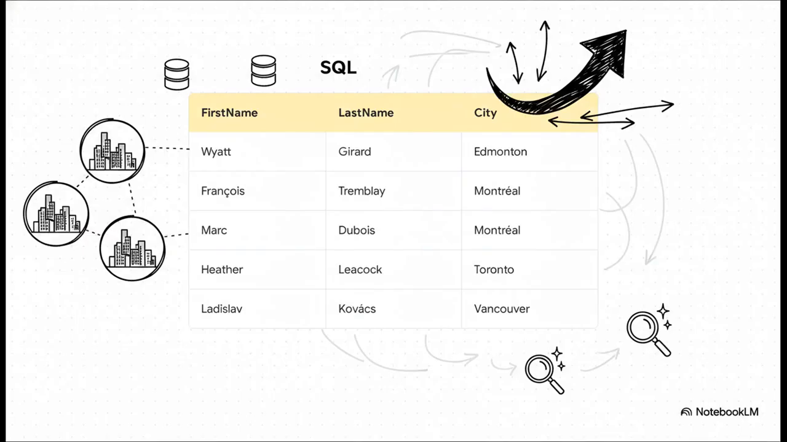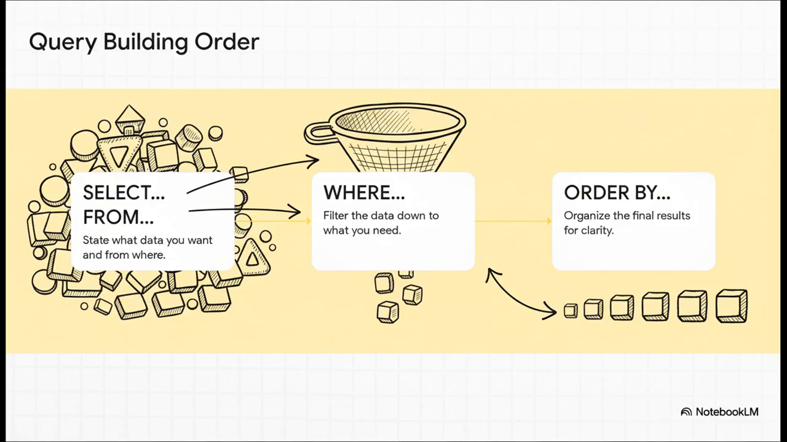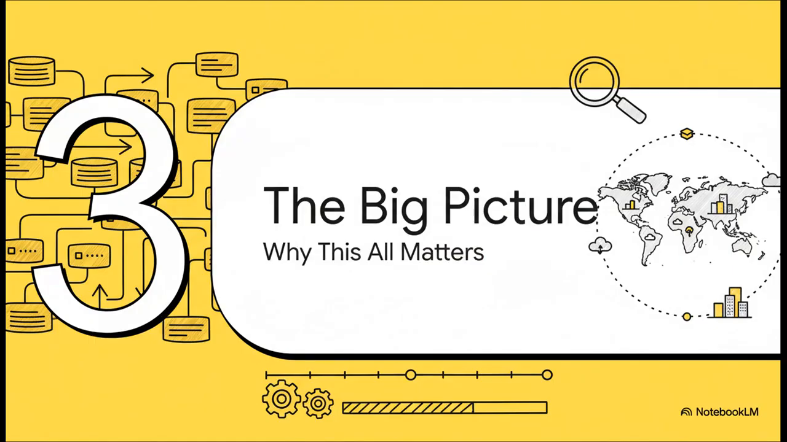And this shows the result perfectly. It's the same data we had before, but now it's beautifully organized. We can immediately see all the customers from Edmonton are grouped together, then Montreal, and so on. This simple act of sorting makes the data so much easier to understand and analyze. So if there's one thing to remember, it's this logical order. You build a query in 3 steps. First, you get the data, say what you want and from where. Second, you filter that data down to just what you need. And third, you sort the final results so they're easy to read. Get, filter, sort.